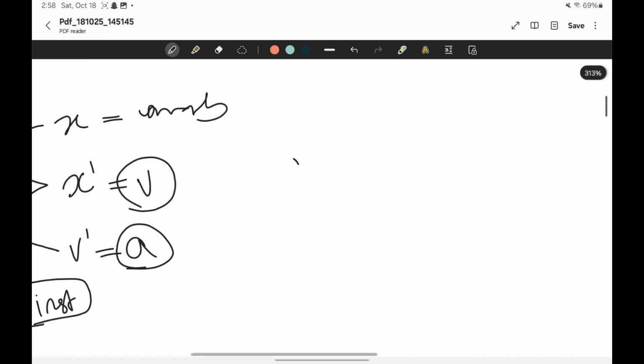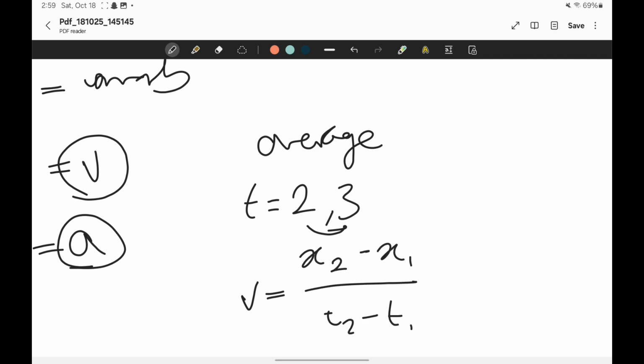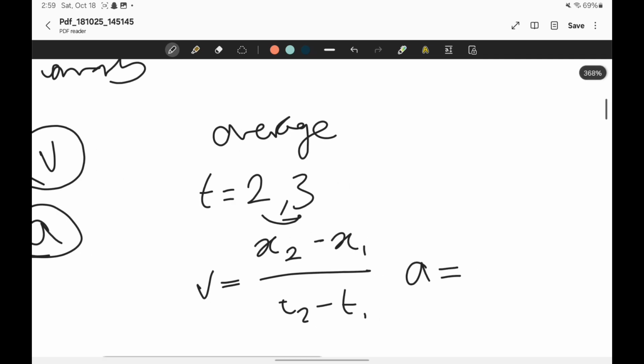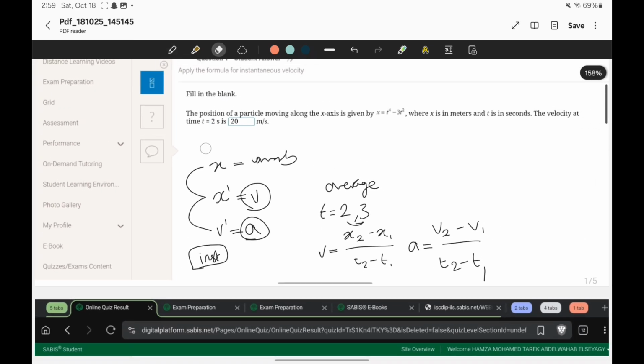If they're asking for the average, that means they're asking for a time interval, like from time 2 to 3. If they're asking something like this, you need to use, for velocity, position 2 minus position 1 over time 2 minus time 1. And for the acceleration, that's velocity 2 minus velocity 1 over time 2 minus time 1. Just a reminder. Let's start.